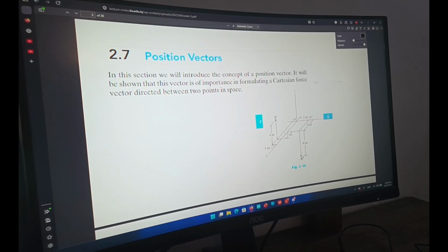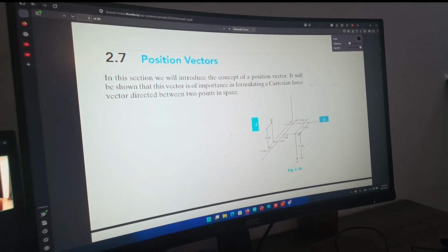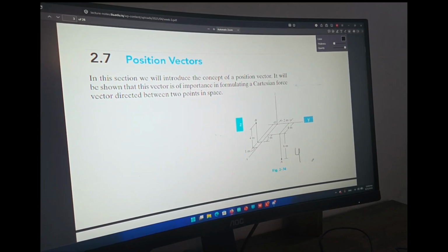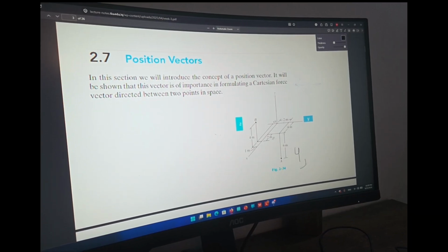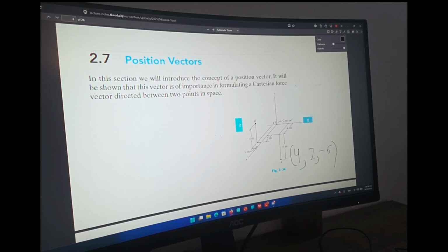Okay, so for point A, from the x-axis, it is moving 4 to the positive. That's 4. From the y-axis, it is 2 meters here, and from the z-axis it's -6 because it's going down by -6. And now for point B, it is going opposite.